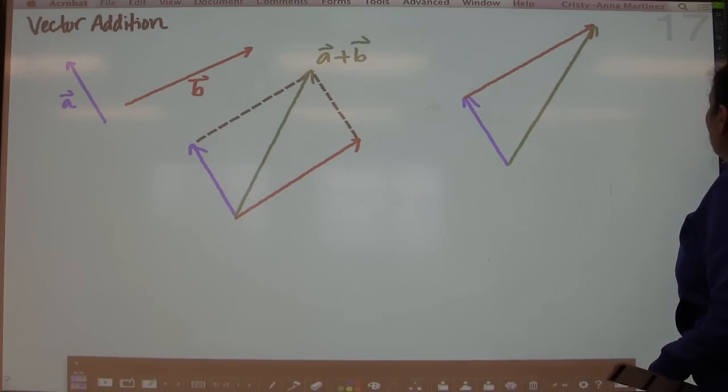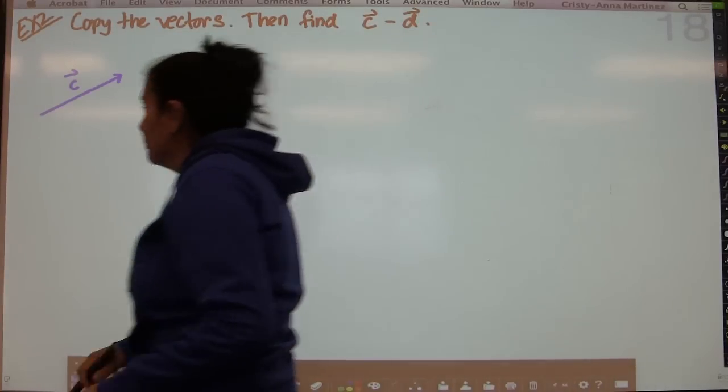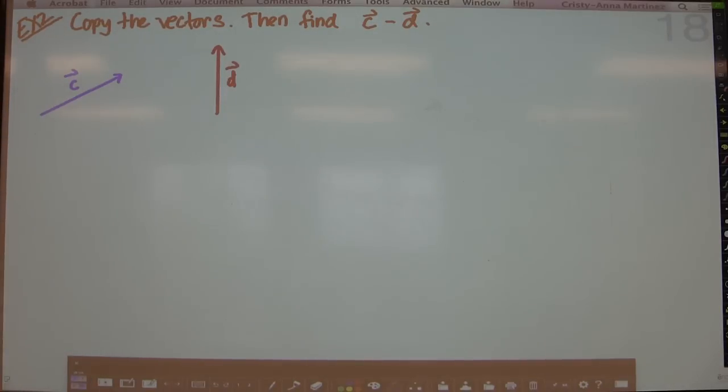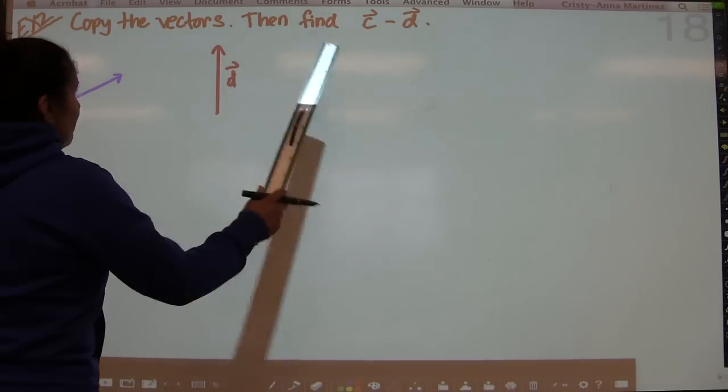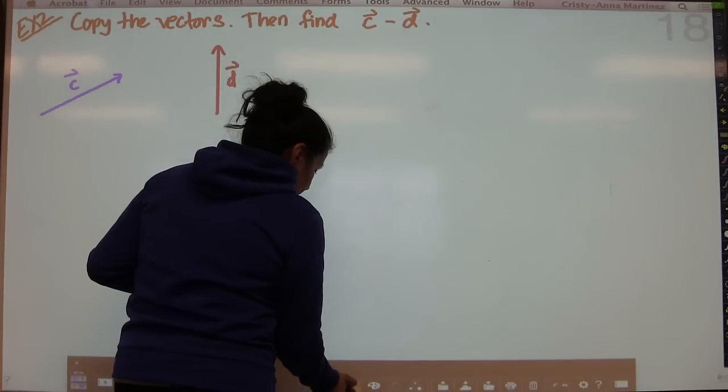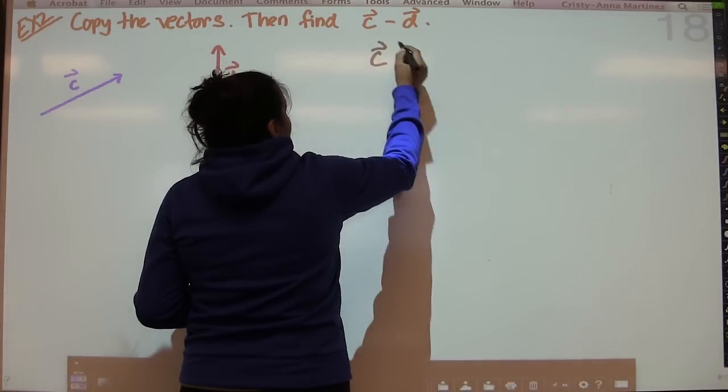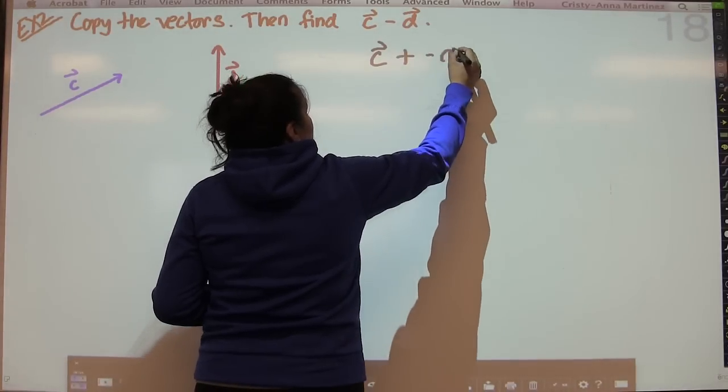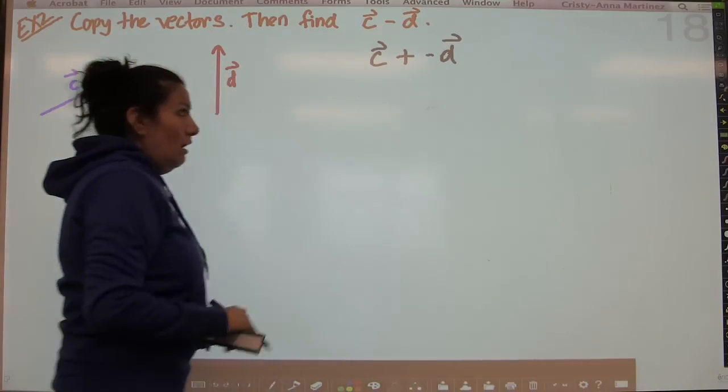Alrighty? So now we're going to do the examples. It says here in example 2, copy the vectors, then find vector C minus vector D. And you're probably thinking, oh my goodness, we didn't talk about subtraction. Well, it's not a big deal. Subtraction is the same thing as adding a negative, or adding the opposite. So basically what we're going to do with example 2 is we're going to do vector C plus the opposite of vector D.